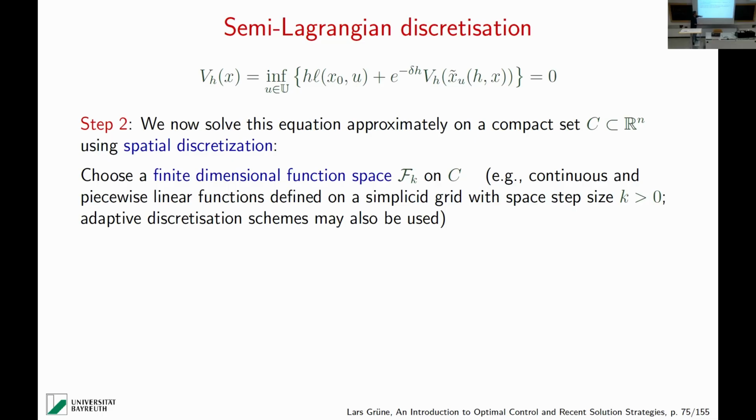For example, a very simple choice would be continuous and piecewise linear functions, and you can always define them on simplicial grids in arbitrary dimension. You could also do piecewise bilinear functions, and you could use rectangular grids. I have played with that too. That's also quite convenient. And K would be our space step size.